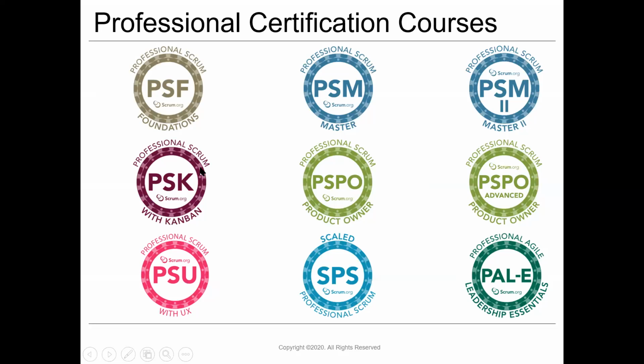It's not only PSM. There are so many other courses and certifications offered by scrum.org, which include the foundational courses, the Scrum Master courses, the second level of Scrum Master, the Advanced Scrum Master, Product Owner, Advanced Product Owner, Kanban, courses for UX teams, Scaling Scrum, and also for the leadership team. You can find these details on the scrum.org website as well as on agilewow.com.